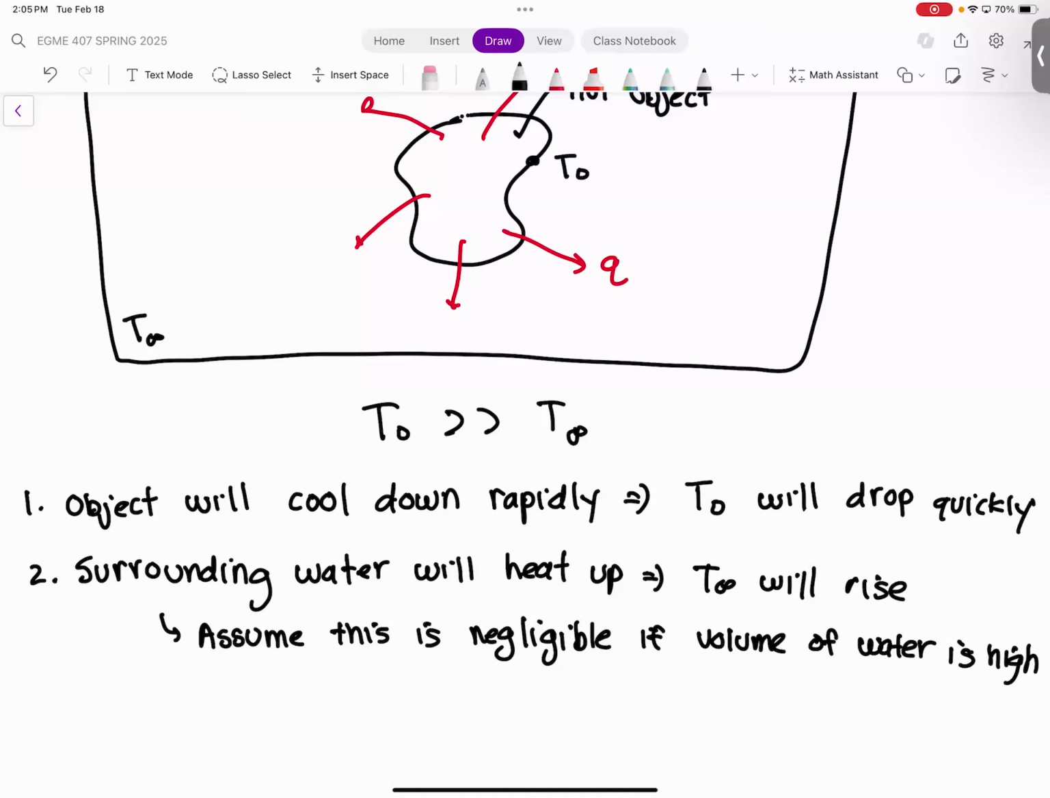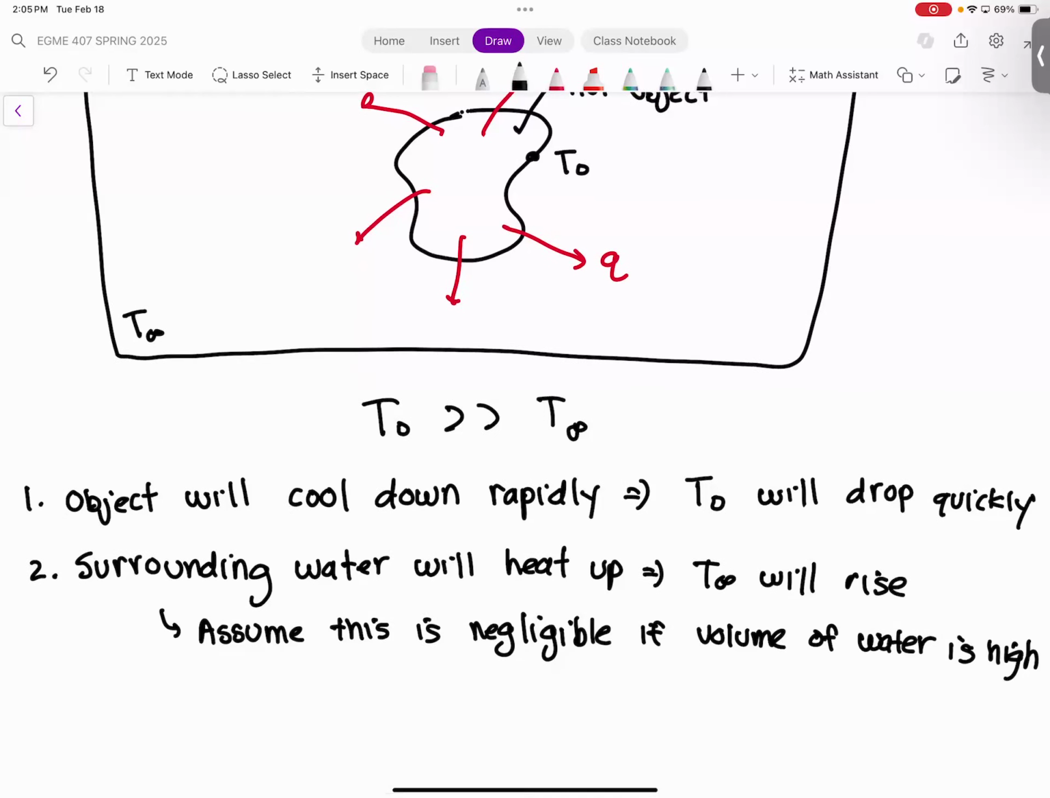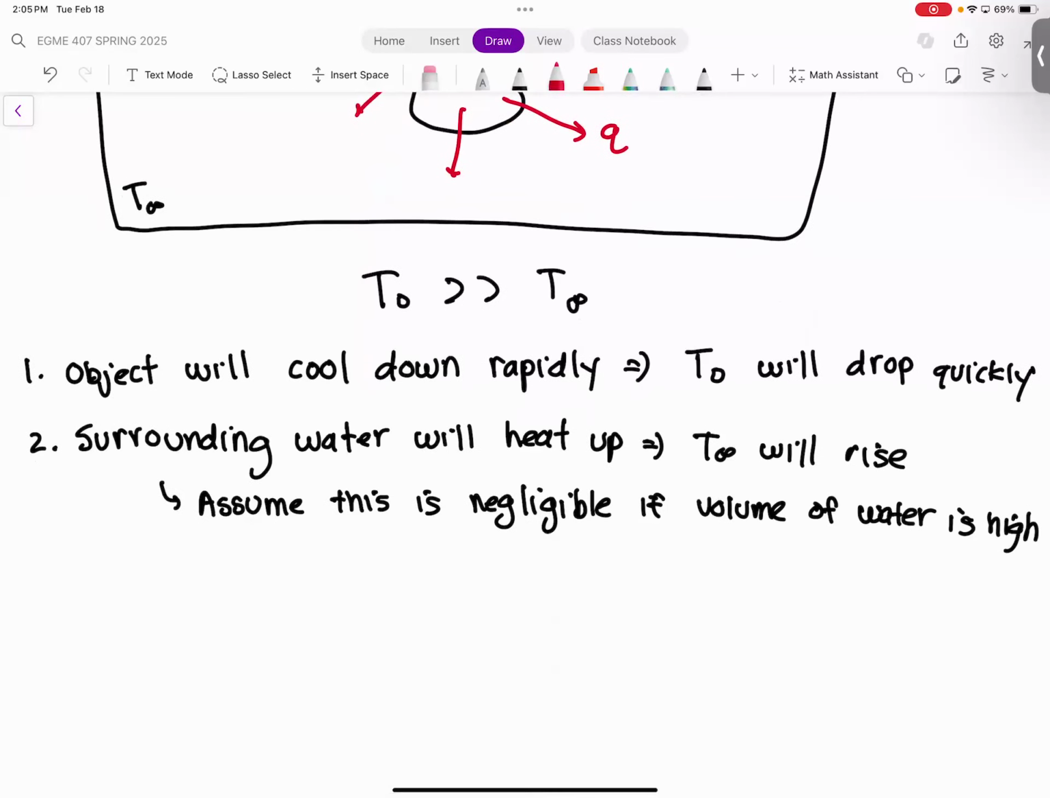Okay, so we're going to assume number 2 we're not going to observe, but we are going to observe point number 1. So the temperature of the object is going to change rapidly. If it's a hot object in cool water, the temperature is going to drop very quickly. If it's a cool object in a hot fluid, it's going to rise rapidly. So if we look at just point number 1, that means the temperature of the object is going to be a function of time.